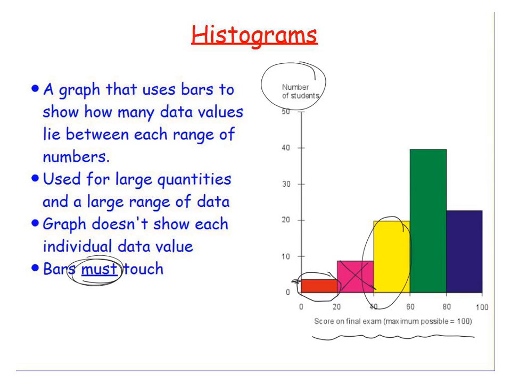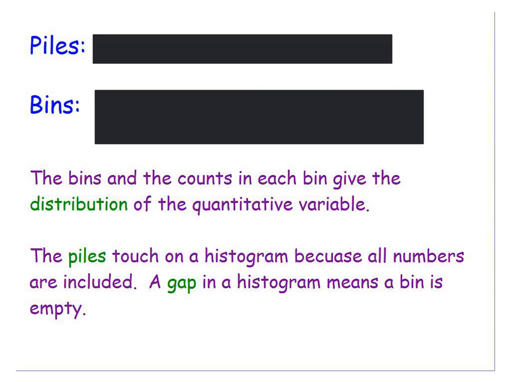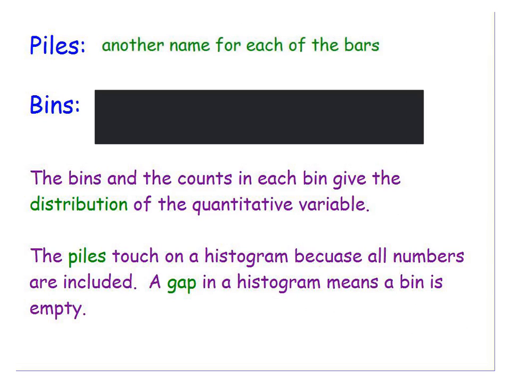So let's look at some more information about a histogram. There are a couple of important pieces. The next vocab word is a pile. A pile is simply another name for each one of the bars. You think about it, when you create a pile, you go up, so the bars go up.